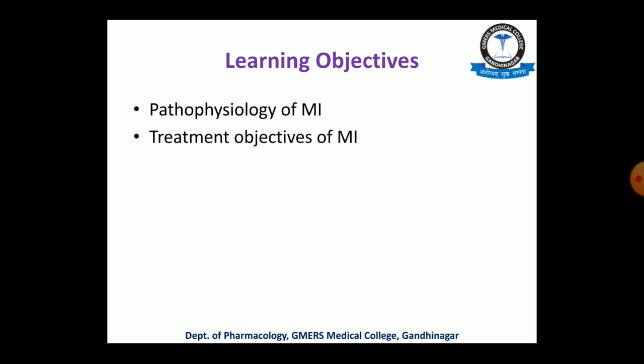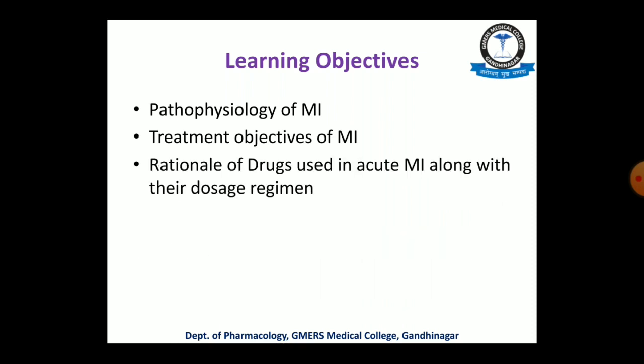treatment of myocardial infarction? Because, dear friends, according to the treatment objectives, we will prioritize the objectives, and according to this, we will decide the drug therapy. Then, the rationale of the drugs used in acute myocardial infarction along with their dosage regime. So which drugs we are using, why we are using these drugs, how these drugs are going to be helpful, and in which sequence we have to give the drugs.